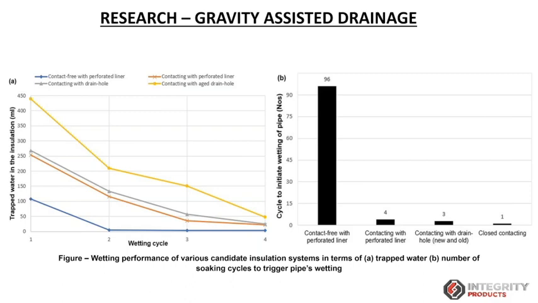And on the right side, we look at two things. One is the trapping of the water. The second KPI is the wetting of the pipe.